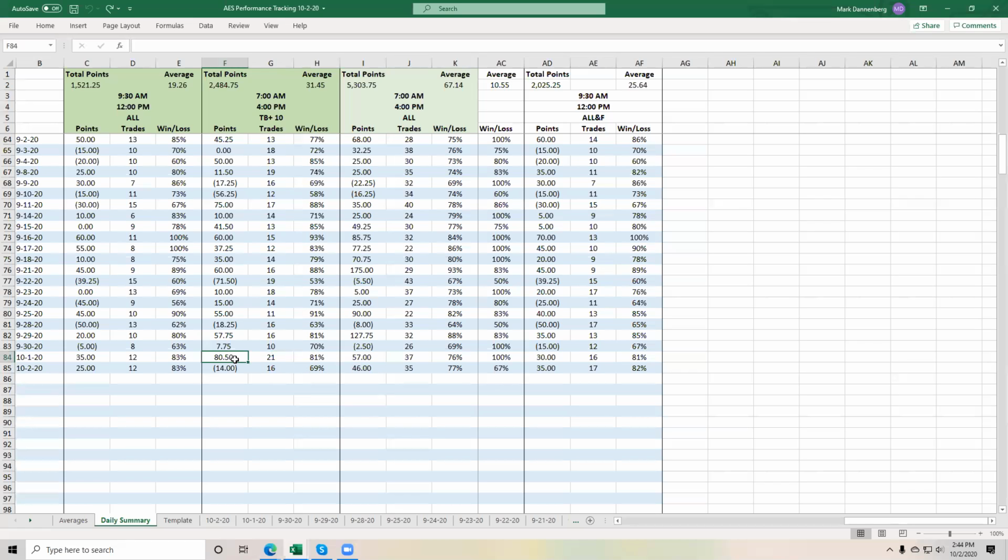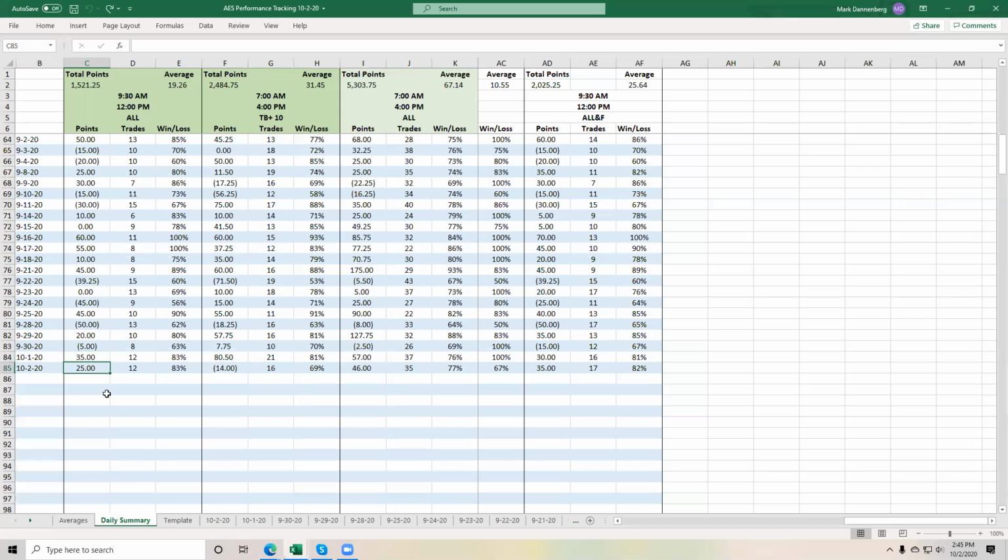In the two categories that we primarily track and translate into our personal trading plan, yesterday, our trend bias and trend consensus signals totaled 80.5 points, and today we lost 14 points. All right, so that's just the natural outcome for yesterday versus today. Yesterday in our 9:30 to noon category, we locked in 35 points. That's $20 a point. And today we locked in 25 points.